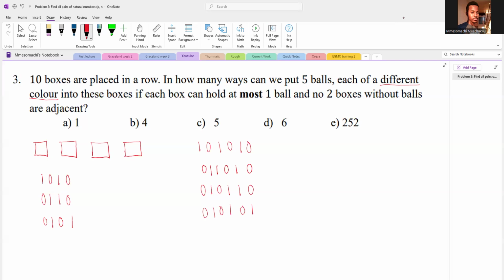So now let's look at it. Let me say we have A, B, C, D, and A1, B1, C1. First of all, we want to try and merge these two, to get 10 boxes and 5 balls. So we can pair A and A1. We can't pair A with any other one, because we'll have 2 consecutive zeros, which will invalidate it.